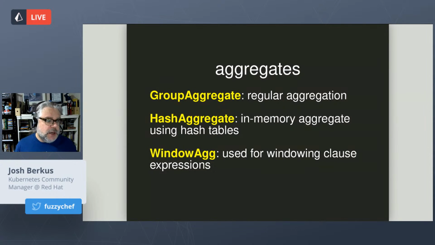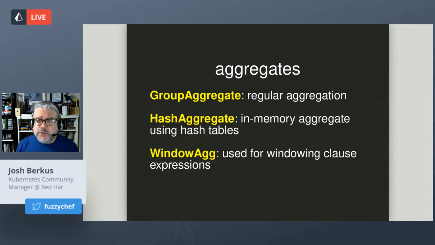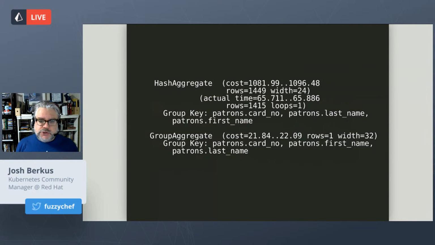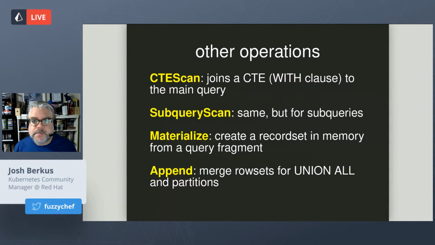Then there's aggregates, and this is for aggregating data generally as a last step in a query. And Postgres has different ways to execute aggregates in an effort to maximize speed and minimize memory usage. So here's a hash aggregate or a group aggregate. And then there's a bunch of other operations like making data unique, doing a sort, and limit for limit offset that can happen in your steps.